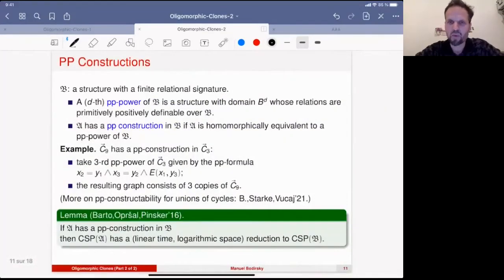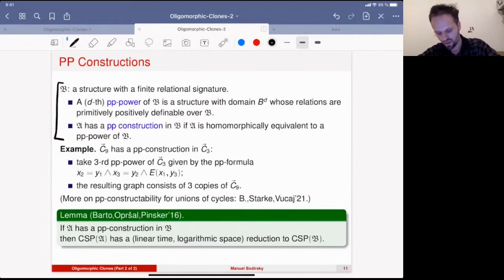So what's the most powerful hardness tool that we have in the area for proving hardness of omega categorical CSPs? It's PP constructions, as in the talk of Jakub Opršal, in the tutorial that we just heard. So what is a PP construction? Something more flexible, more powerful than PP definitions, and even more powerful than PP interpretations that we have seen last time. You first take a PP power.